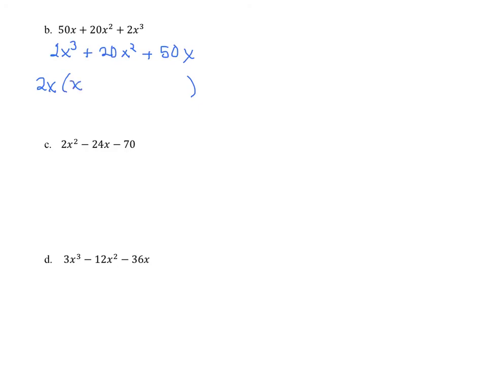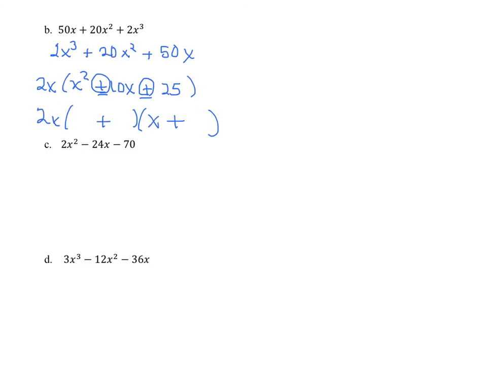So I have x squared left over here, 10x, and 25. Good. And now, this one's beautiful because everything's nice and positive. So my signs will be the same, and they'll both be positive.